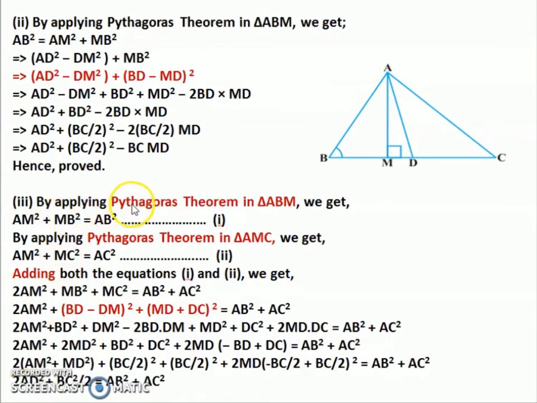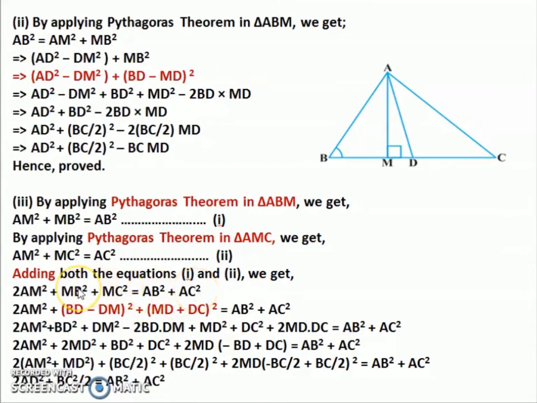Third part, we have to apply Pythagoras theorem in triangle ABM, this triangle. So we will get AM square plus MB square is equal to AB square. We'll mark it as equation 1. Then apply Pythagoras theorem in triangle AMC, this triangle. So we will get AM square plus MC square is equal to AC square. Mark this as equation 2. Then add both 1 and 2. You will get 2 AM square plus MB square plus MC square is equal to AB square plus AC square.